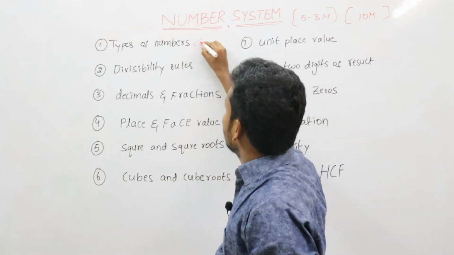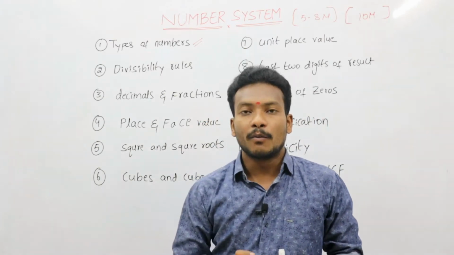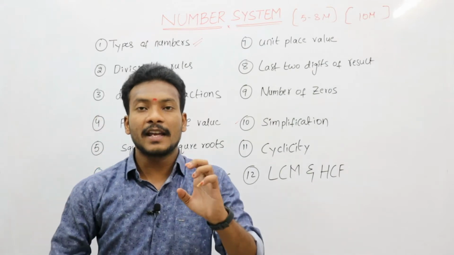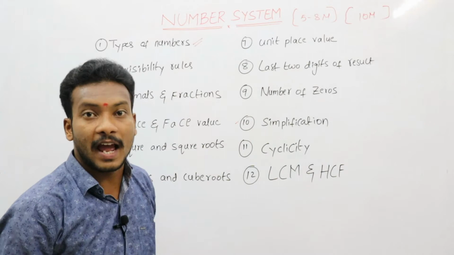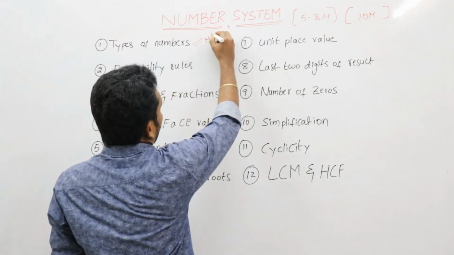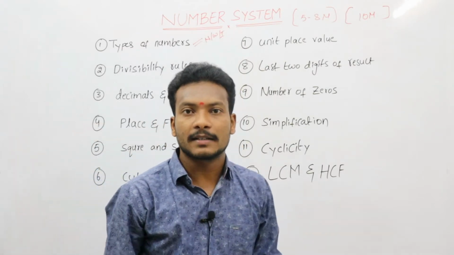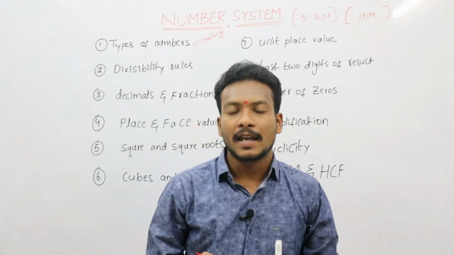Okay, first one is types of numbers. Why do we have to discuss types of numbers? First we need the basics. What are the numbers? Types of numbers means natural numbers, whole numbers, like that. Natural numbers, whole numbers, integers, even numbers, odd numbers, like that. With the help of these numbers we can do problems in an easy way.